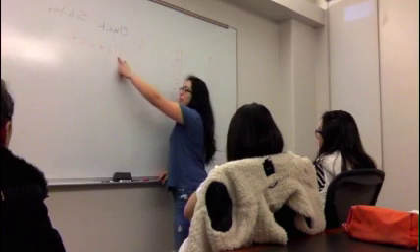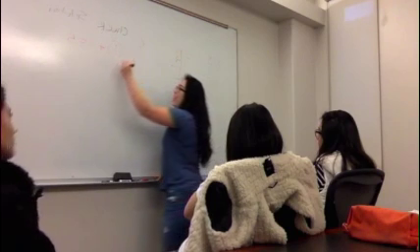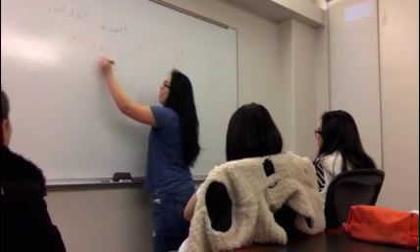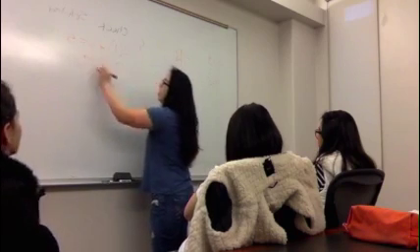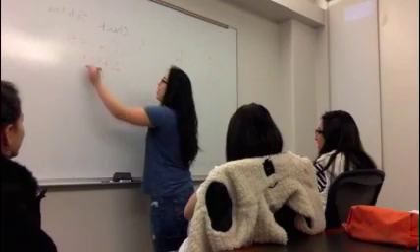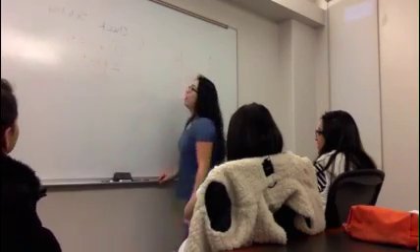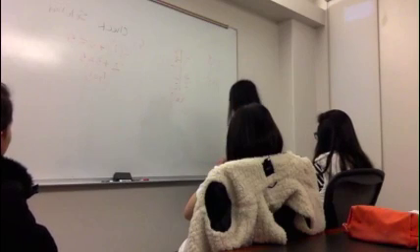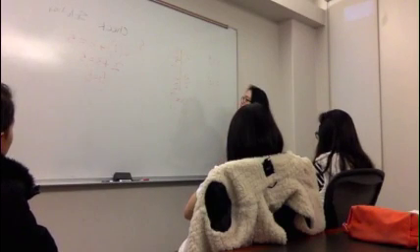So can anyone tell me what 2 times 1 is? 2. And then we bring down the 3. And what's 2 plus 3? 5. Nice. So we see 5 equals 5. So this equation checks out, and we find out that 1 is the correct value for x in this equation.